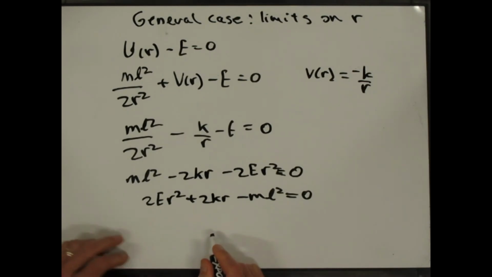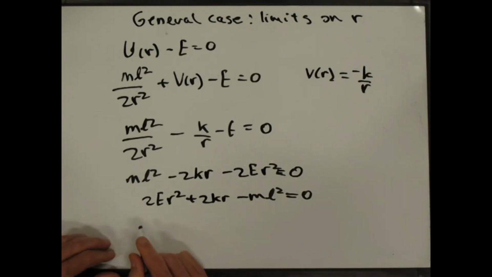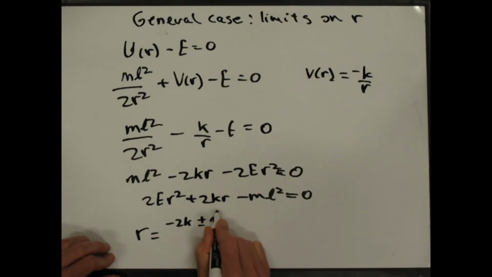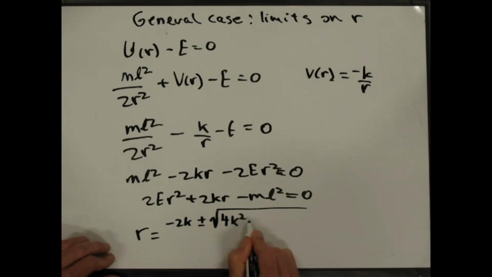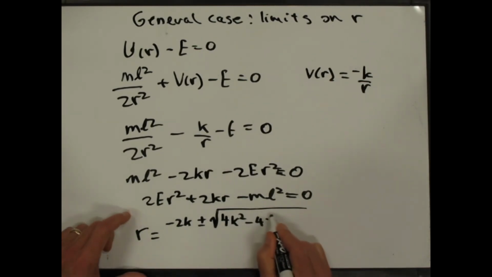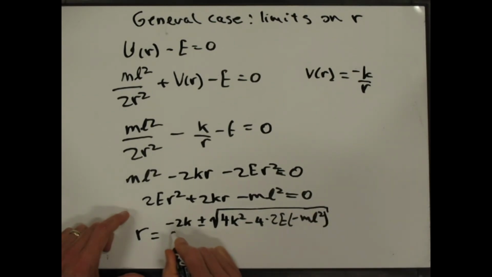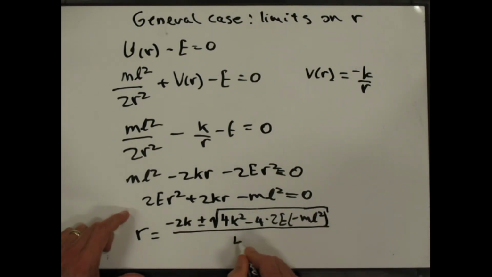Once again, a quadratic, just like I had a few minutes ago. And then I can just solve for r using the quadratic formula again. I get r is equal to negative b, which is minus 2k, plus or minus the square root of b squared, which is 4k squared, minus 4 times a, which is 2E, times c, which is minus ml squared, all over 2a, which is 4 times E.